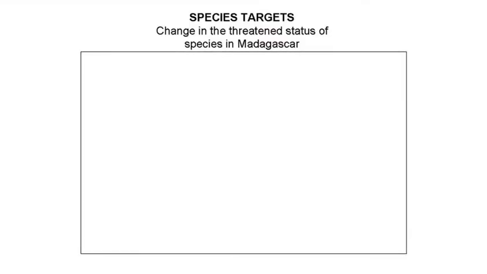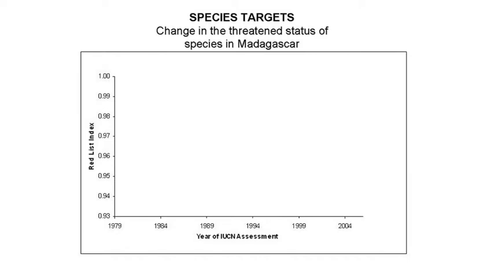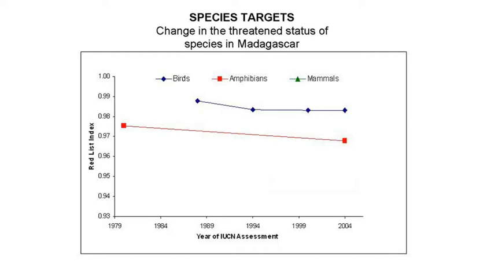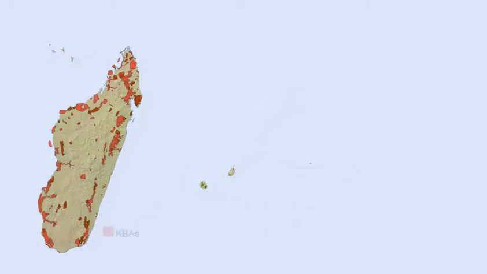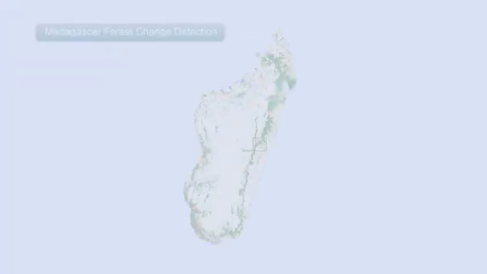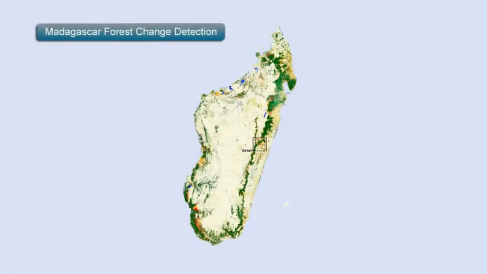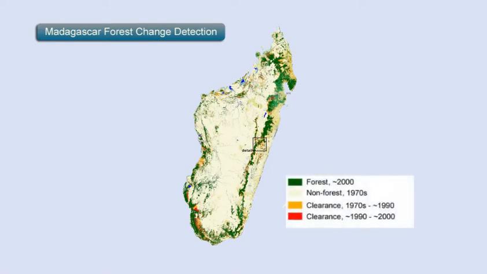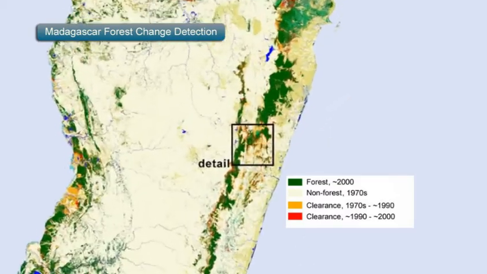First, we track whether globally threatened species are recovering or declining by monitoring their status on the IUCN Red List. We also look at how many KBAs gain formal protection over time and how many improve in protection status. In addition, we monitor the change in habitat cover within KBAs. For instance, we examine whether forest cover is increasing, decreasing, or staying the same over time.